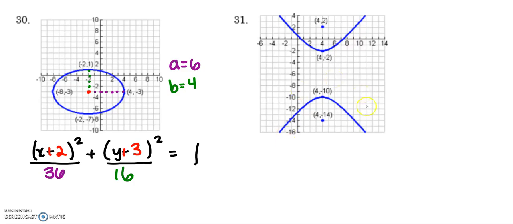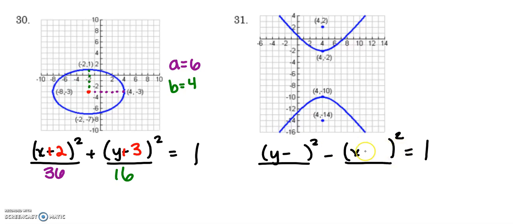All right, so then I have a hyperbola, and this one is opening north-south, or up and down, so I know that y is going to be my first one, equal to 1. And again, I'm going to start by finding the center point. So if this was 4, negative 2, and this is 4, negative 10, the distance here is 8, so I need to go 4. 1, 2, 3, 4. Double check, 1, 2, 3, 4. Okay, so my center is at 4, negative 6. Then I need to count out my A and B.